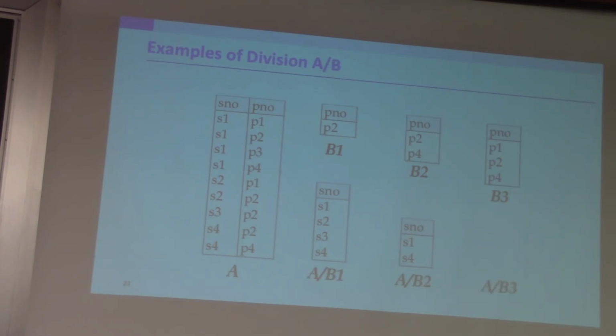Okay, and for A divided by B3, it has P1, P2 and P4. Only S1 is the candidate because S4 doesn't even have P1. S2 has P2, P1 but doesn't have P4. You see the point?